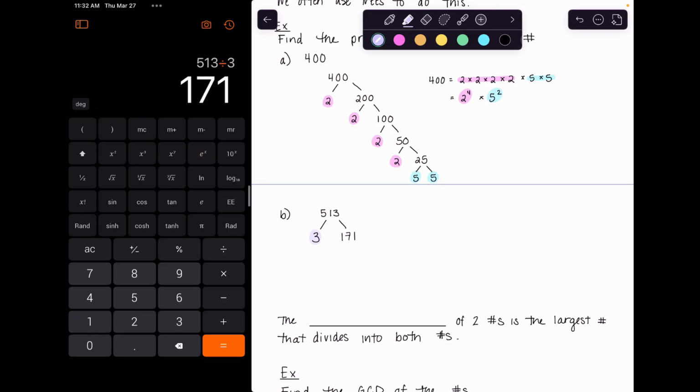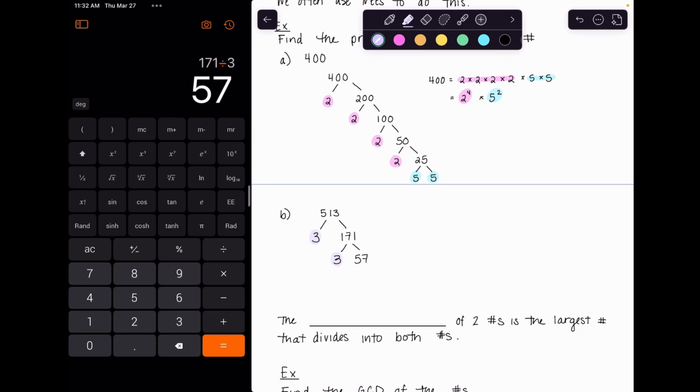Now again, that's not even, so it's not going to divide by 2. So I'm going to see, okay, is it divisible by my next prime number, which is 3? And in that case, it is. So I can break 171 down as 3 times 57. And now we keep going.